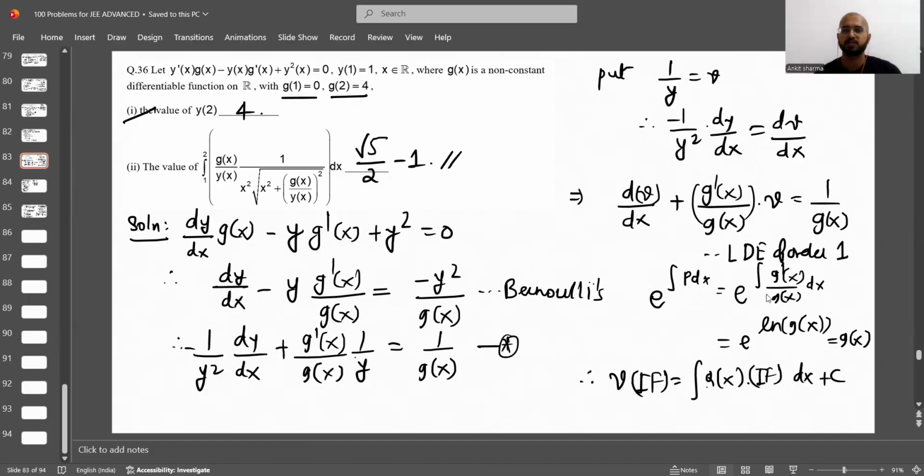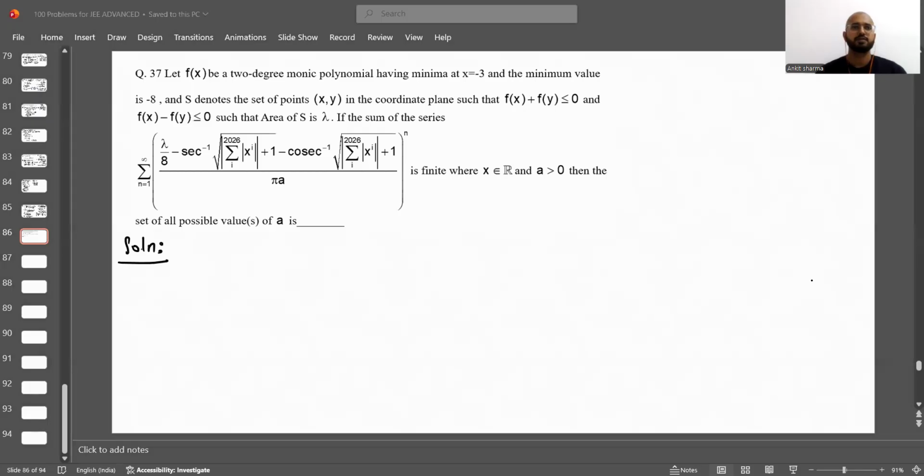Let's go to the next problem, question number 37. We have f of x, a 2-degree monic polynomial. 2-degree monic polynomial means my f of x starts with x squared, that means the coefficient of x squared is 1. And then we have the next information, that there is a minima at x equal to minus 3, and the minimum value is minus 8. So if it has a minima at x equal to minus 3, this would look like x plus 3 the whole squared, and the minimum value is minus 8.